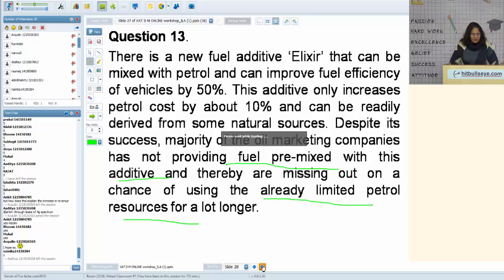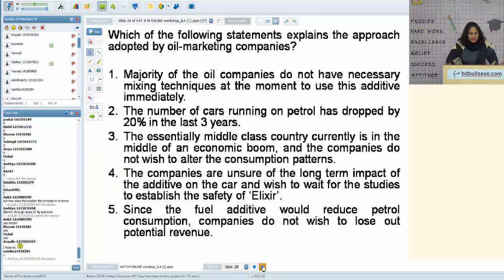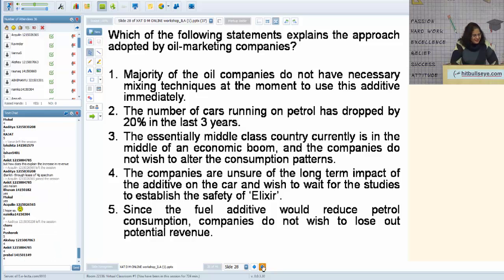And let's look at the question and the options. Which of the following statements explains the approach adopted by the oil marketing companies? Why are they not adopting this elixir? Why are they not using the elixir? Again, this question sounds like a question from the critical reasoning section. So as I told you in the beginning, this has a lot to do with CR, your reasoning abilities have to be in place. So why did they do so? What led them to take this decision?